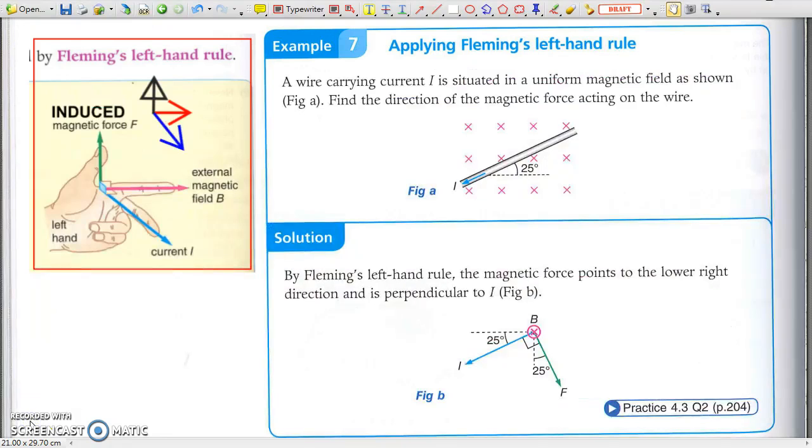Example 7. Applying Fleming's left-hand rule. This is a simple application of the left-hand rule. The crosses represent a magnetic field that points into the paper, while the current flows along the blue arrow, and hence you may apply the left-hand rule like this, and find that the induced magnetic force given by the left thumb points bottom right.